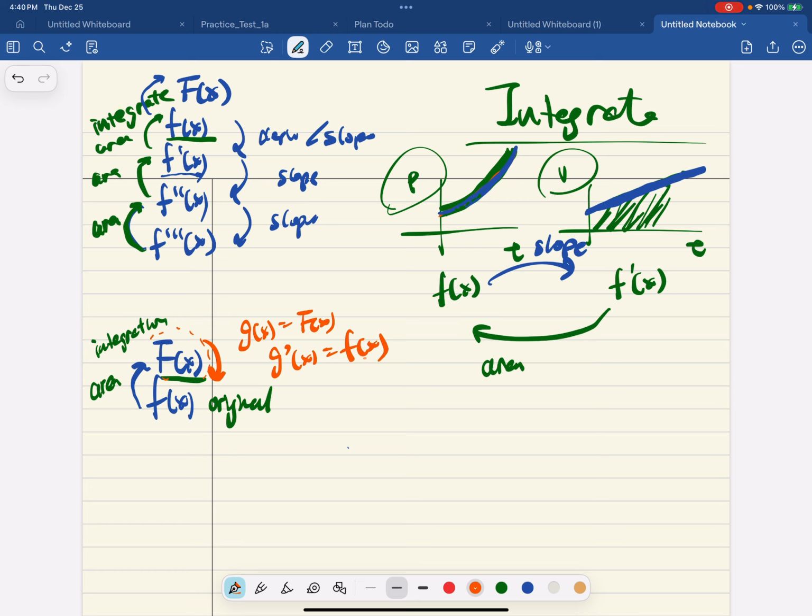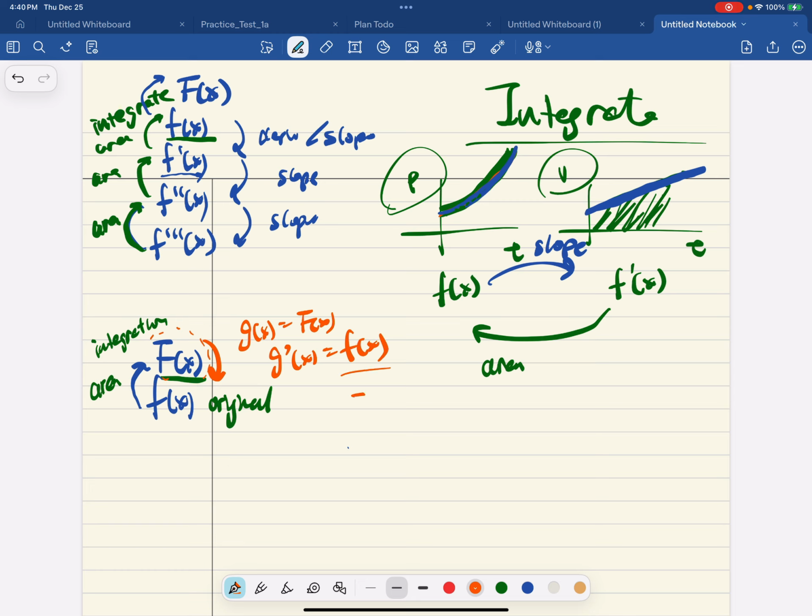Deriving an integral will give the original. That's called the fundamental theorem of calculus. And we somehow learned that at the very, very end of the calculus instead of the beginning. I think we should be talking about this at the beginning of integration.